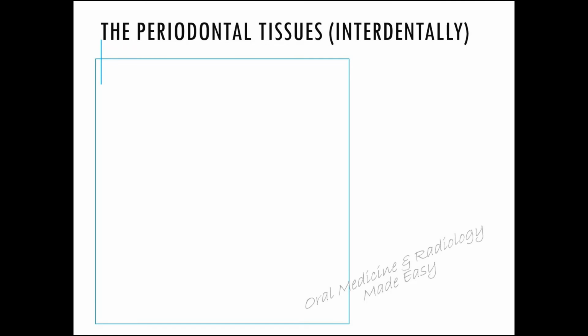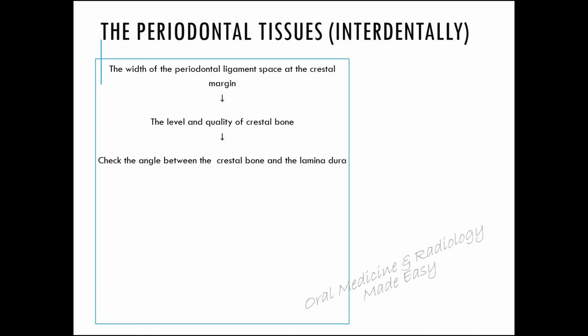Next, we have to interpret the interdental tissues or the periodontal tissues. So, assess the width of the periodontal ligament space at the crestal margin, the level and quality of crestal bone. In periodontitis, there is loss of corticated interdental crestal margin and the bone edge becomes irregular and blunted. Check the angle between the crestal bone and the lamina dura.